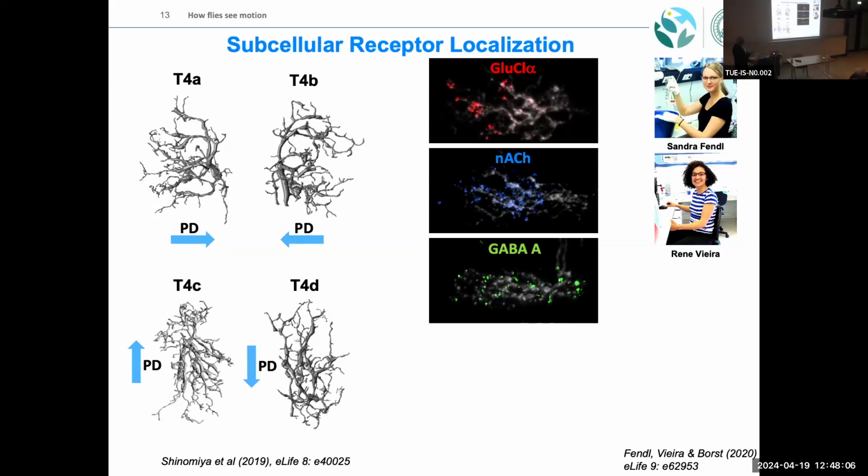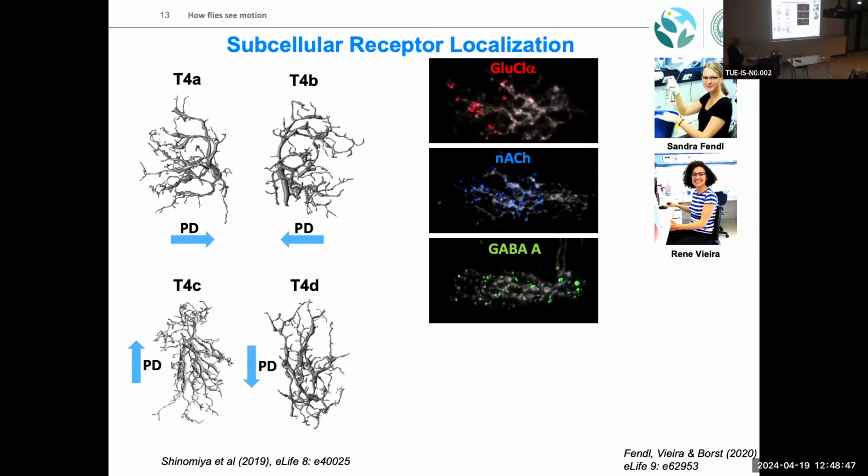Now Sandra and René developed a so-called FlpTag technique to label the receptor proteins and then localize them on the dendrites of an individual cell. This shows one example of a T4A cell, which has the tips to the left. You see GluCl alpha here at the tips, where Mi9 is providing the glutamatergic input. You see the nicotinic receptor spread all over, so to say. I will quantify that later. And GABA A is strongest at the base.